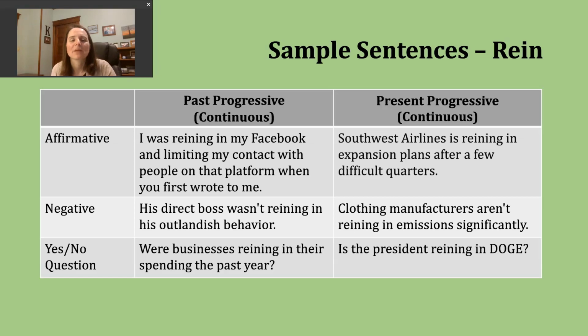Here's another example. Were businesses reining in their spending the past year? So we're looking at that completed time period and looking at how businesses were behaving, or asking that question. Were they limiting? Were they controlling? Maybe even trying to restrain or reduce their spending.